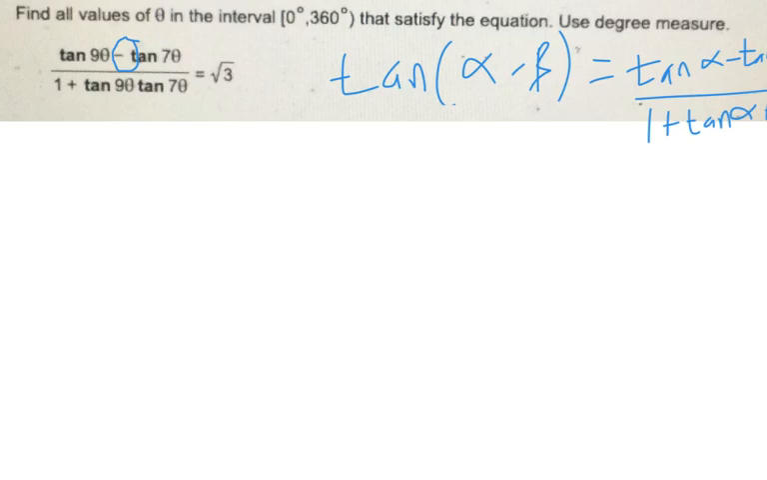Kind of ran out of room there. But what I can do here is 9 theta is my alpha and 7 theta is my beta. So I'm plugging those back into the formula. So I'm really just finding tangent of 9 theta minus 7 theta.